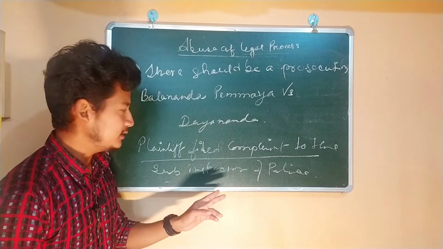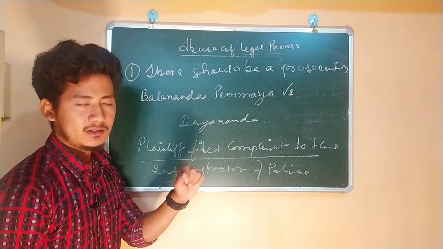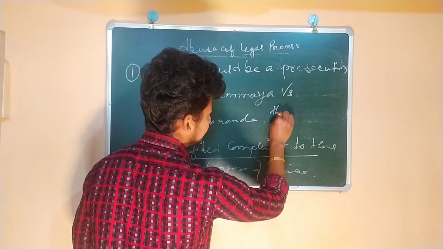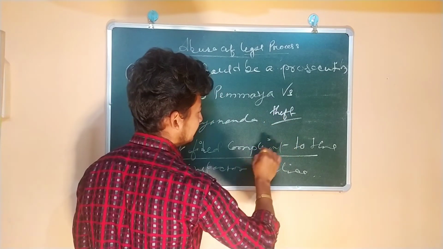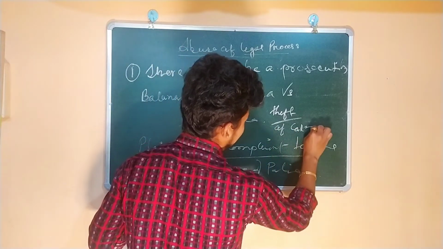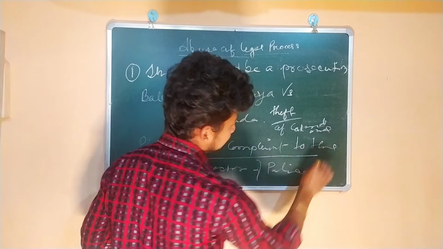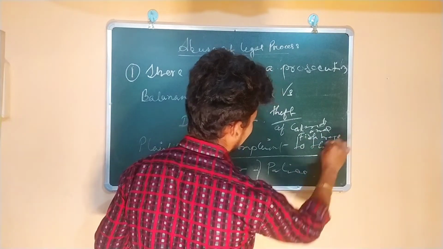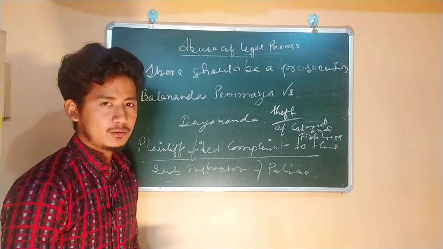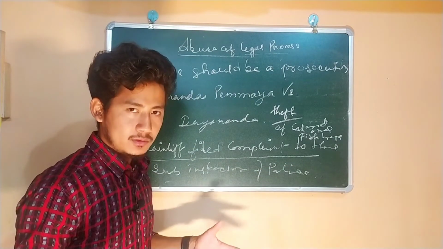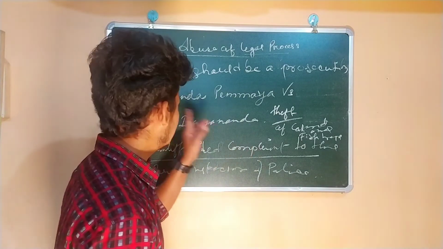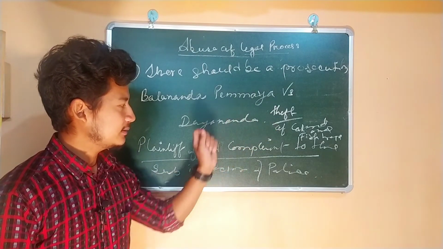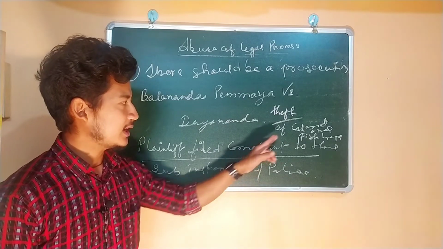The plaintiff filed a complaint to the police authority against the defendant, alleging that the defendant had committed theft of cardamom and fish traps. What is cardamom? Cardamom is a lychee. And a fish trap is a net where you trap your fish.